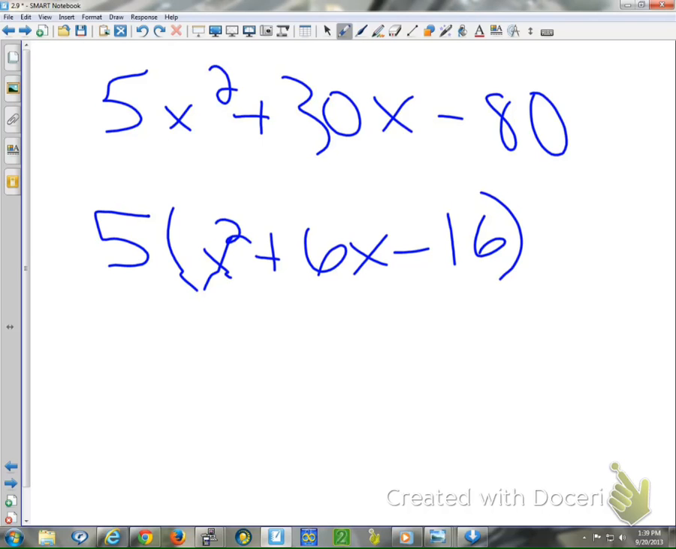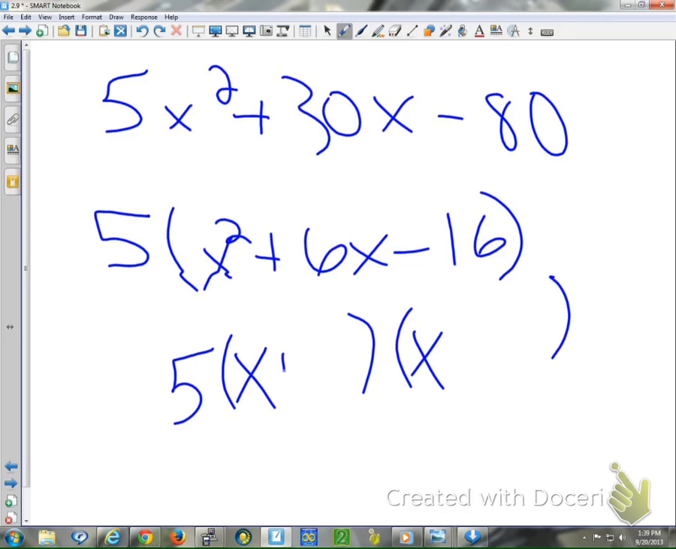Now, bring down your 5. Are our signs going to be the same? They're going to be different. Which one is the bigger number going to be? Is it going to be positive or negative? The big number will be positive because that's a plus sign. It would be negative if this was a minus sign. But because it's a plus sign, it's going to be positive.